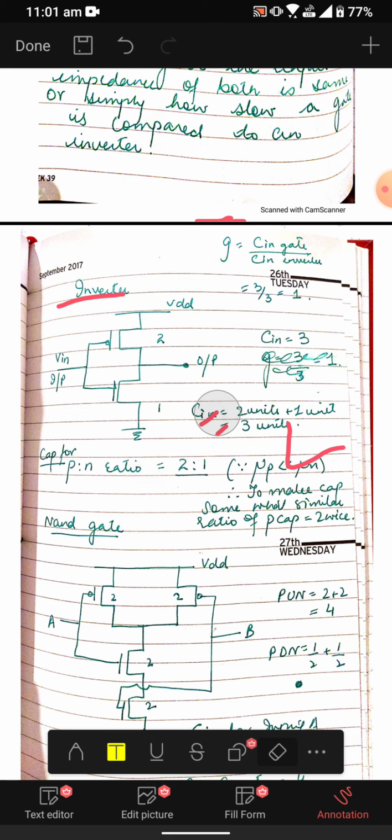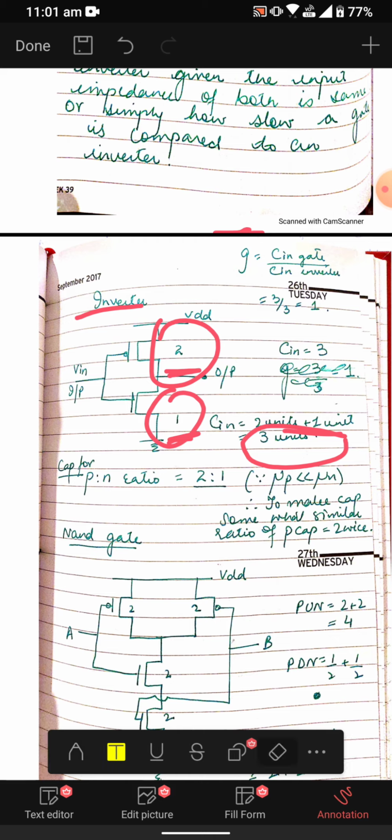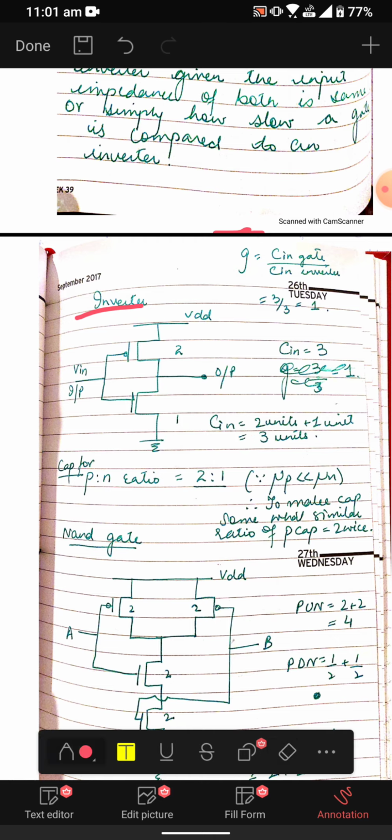Okay, now what is the total capacitance? Here this is 2 and this is 1. So the total that I am getting is 2 units plus 1 unit, which is equal to 3 units. So the total capacitance is equal to 3 units, 2 of the PMOS and 1 of NMOS. Why did I take 2 and 1? Because the W by L ratio will be equal to your input capacitance, for all other parameters constant. So the inverter's input capacitance is equal to 3 units.